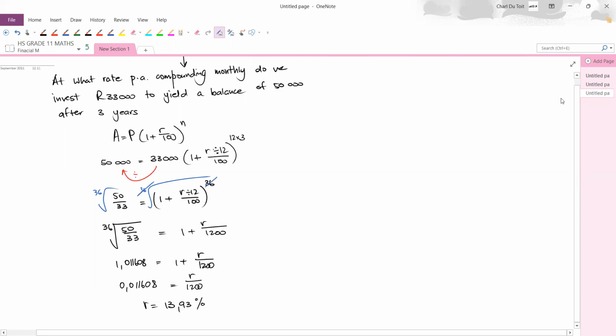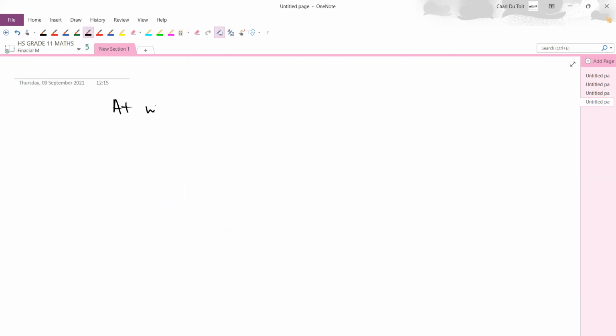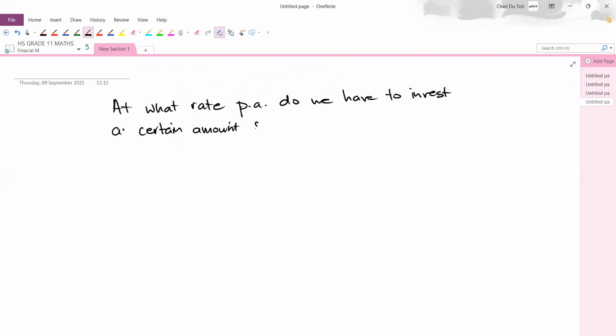Let's do something interesting. I want to know at what rate per annum do we have to invest a certain amount so that it will double in 5 years?